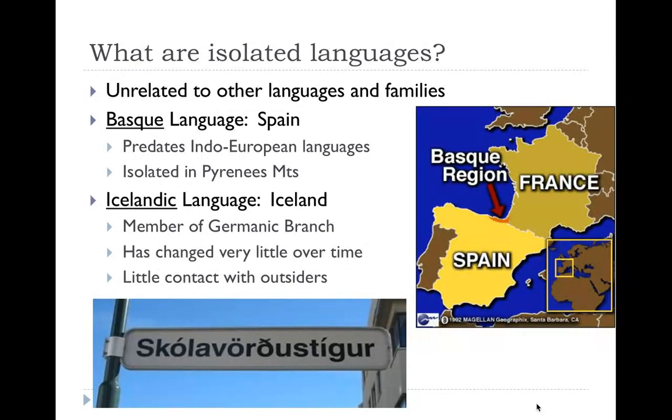Icelandic is the same. Obviously, being an island, Icelandic has developed over time on its own. It is a member of the Germanic branch, but it has changed very little over time because it has little contact with other languages and outsiders to that island. Obviously, they have tourism and people come in, but there has never been a group of people who have come and settled in that area culturally that have changed the Icelandic language.